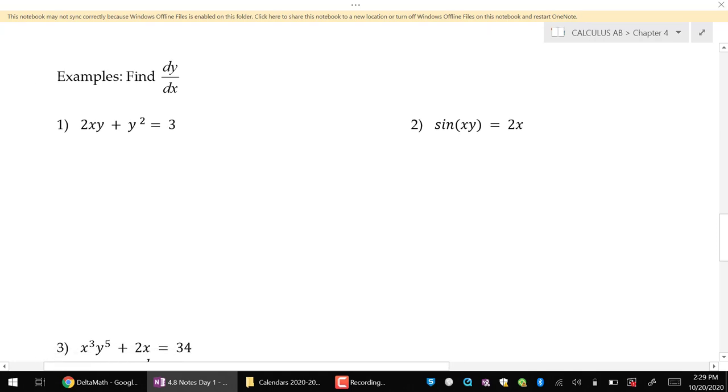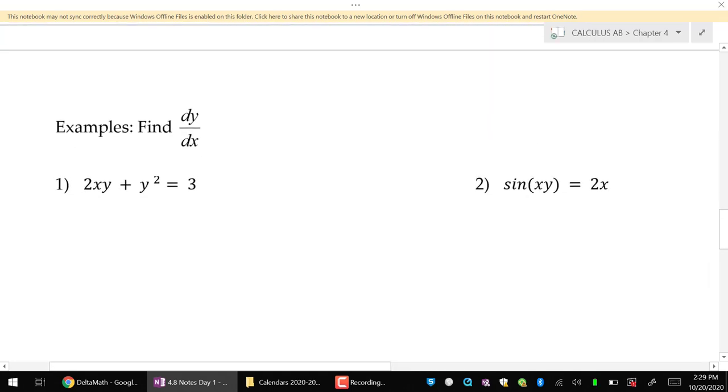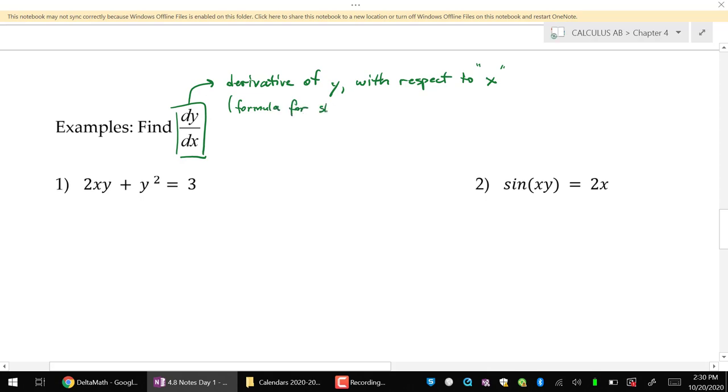Now, I want you to notice in number 1, oh, by the way, let's box in dy/dx. And don't forget what that means. That means the derivative of y with respect to x. That's really showing us what the independent variable is in this problem. And when we're finished, dy/dx is going to be a formula for the slope of the tangent line.